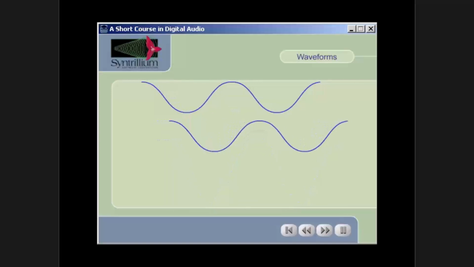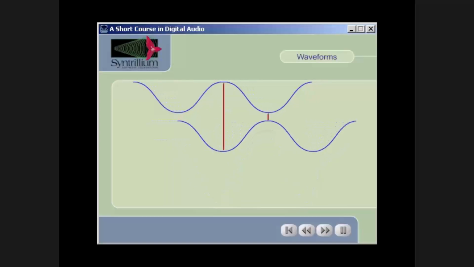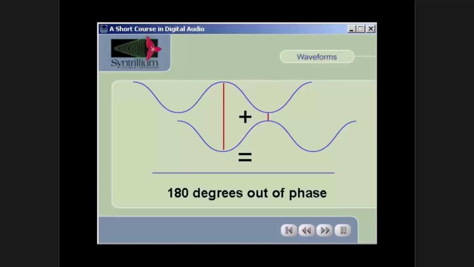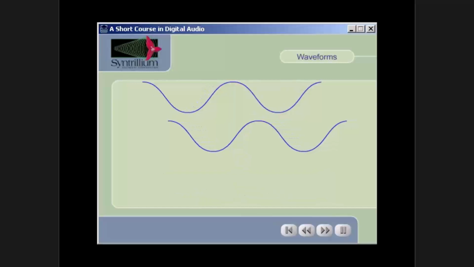Sometimes the peaks of one waveform match up with the troughs of the other waveform. The peaks and the troughs will cancel each other out, resulting in no waveform at all. Such waveforms are said to be 180 degrees out of phase. In other cases, the waves are out of phase by some other amount. This will result in a more complicated waveform than either of the original waveforms, as the amplitude at each point along each waveform are added together.